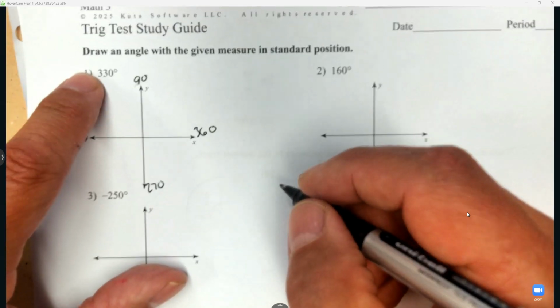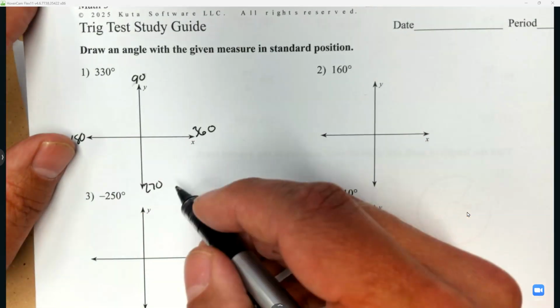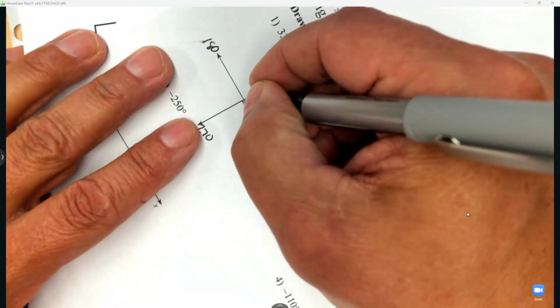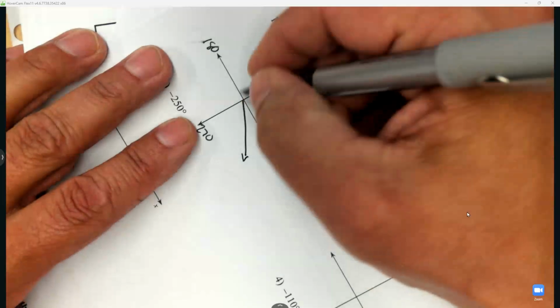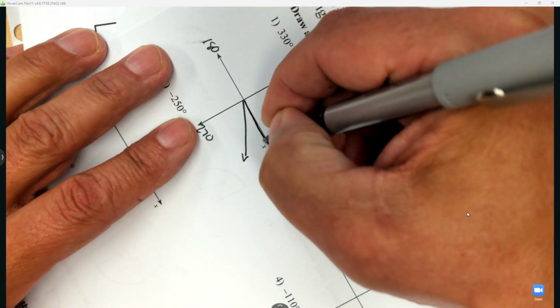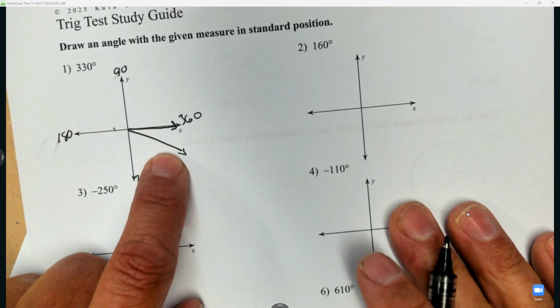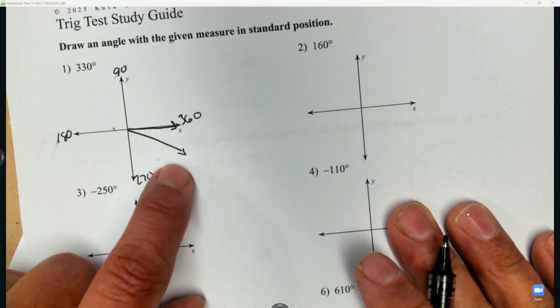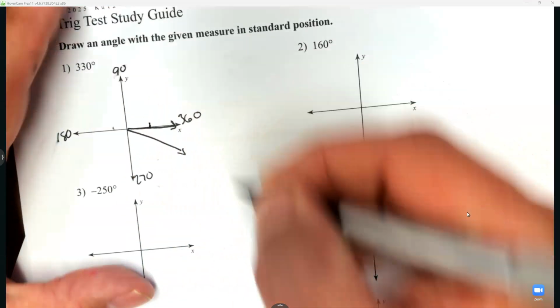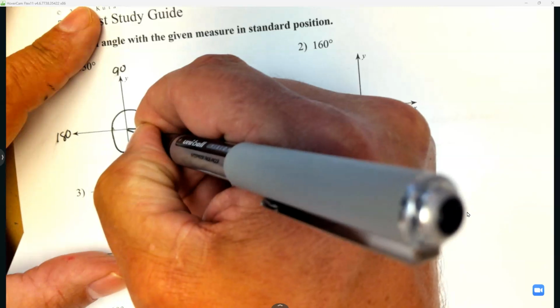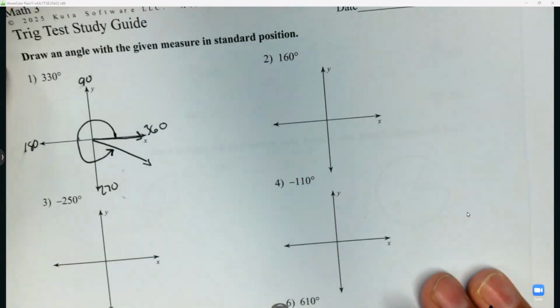We need to know the quadrant that this is in. So 330 is in between what two angles? It's right here in quadrant number 4, and we're going to draw it a little bit closer to 360. So we have our terminal ray at approximately 330 in the right quadrant. Then we start on the initial ray, right here on the x-axis, not the slant, and we go counterclockwise and rotate until we get to that terminal side.